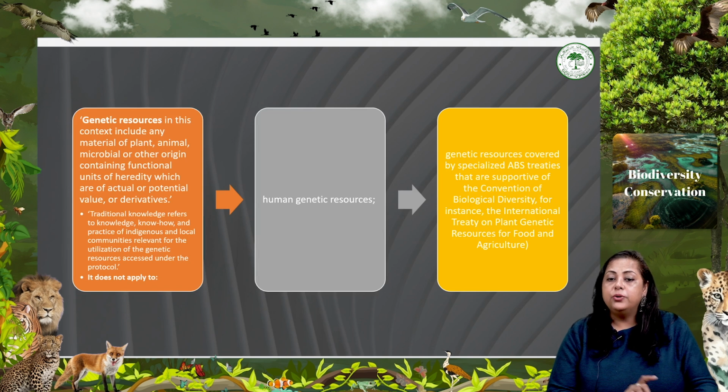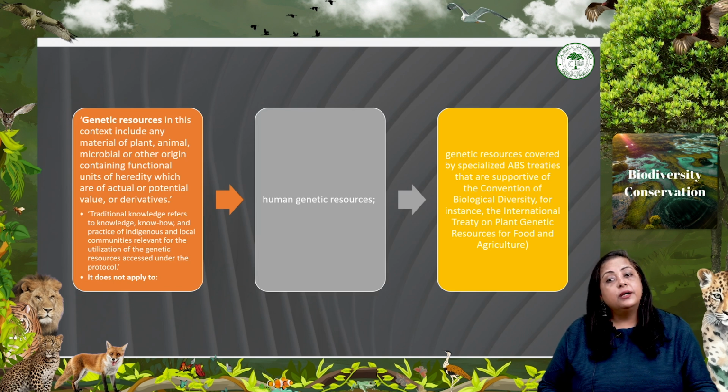It does not apply to human genetic resources. It also does not apply to genetic resources covered by specialized ABS treaties that are supportive of the Convention on Biological Diversity, for instance, the International Treaty on Plant Genetic Resources for Food and Agriculture.